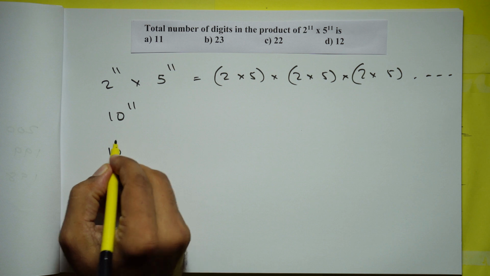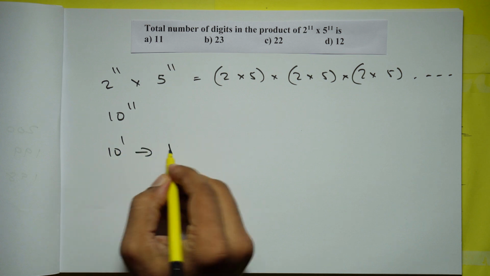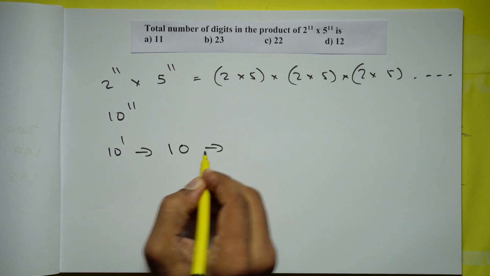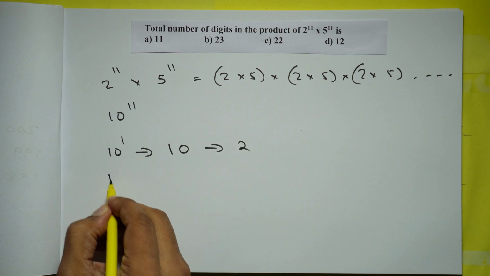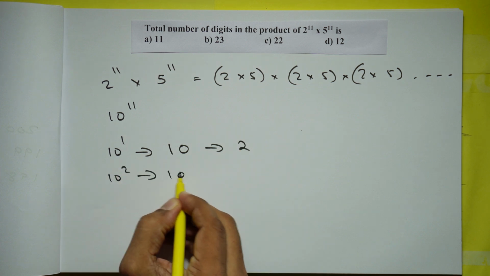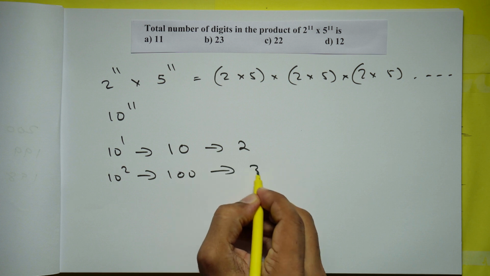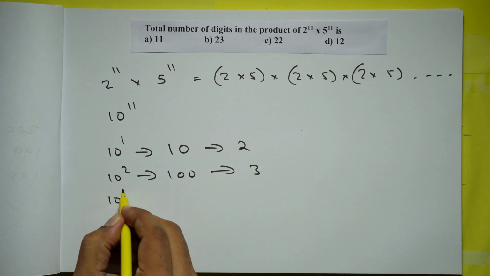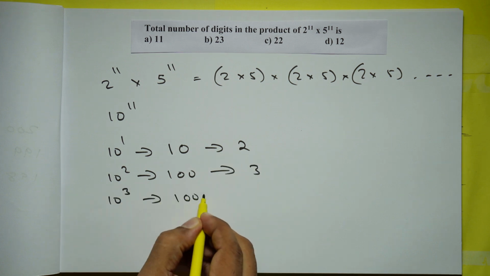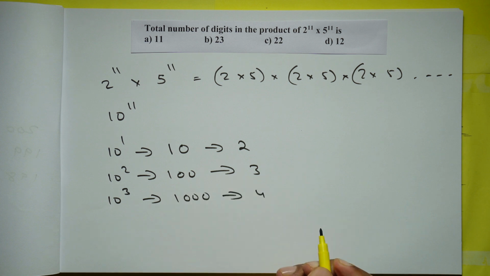If you consider 10 raised to 1, that is 1 followed by 1 zero. So number of digits will be 2. 10 raised to 2 means 1 followed by 2 zeros. So there will be 3 digits. 10 cube will have 1 followed by 3 zeros. So there will be 4 digits.